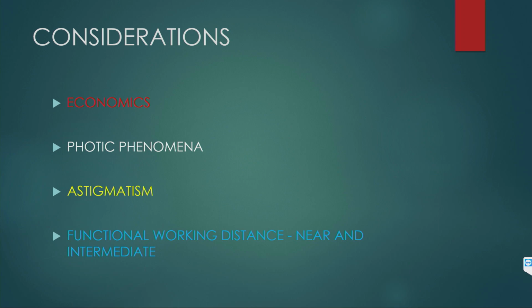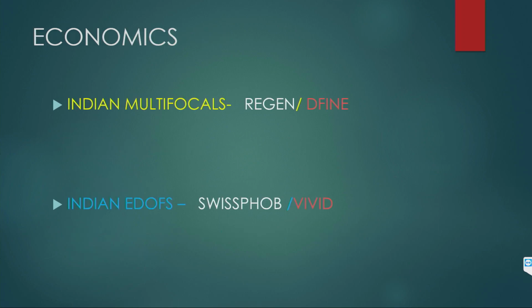It's around 45 centimeters. And now I'm going to talk about three lenses which can extend the number of patients I can offer to: the Indian multifocals like the Region and the Define from Indian companies, and the Indian EDOFs. There are two new EDOFs which have come into the market. One is the Swiss Phobe by Apasamy, which has an aspherically modified surface which gives EDOF properties, and also the Vivid, which is an EDOF lens by Auro Lab. It is a diffractive lens.